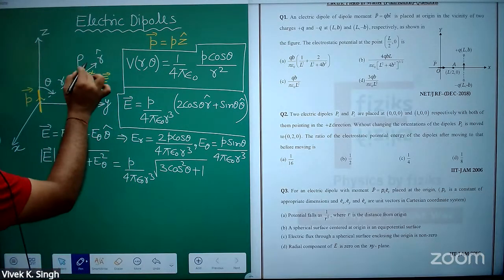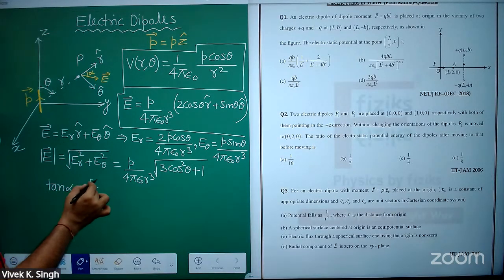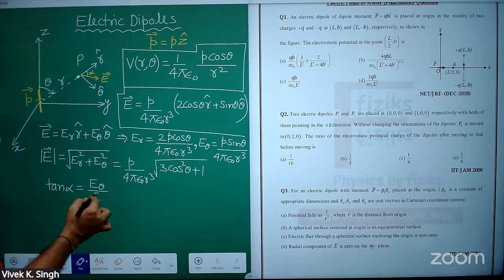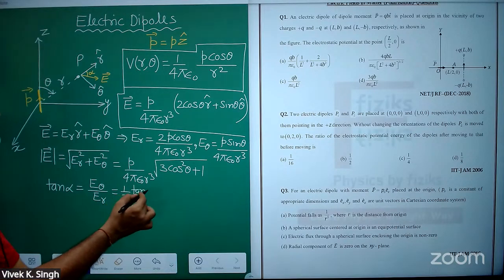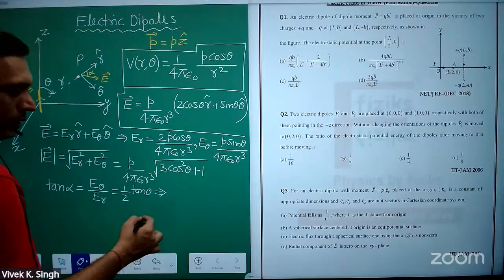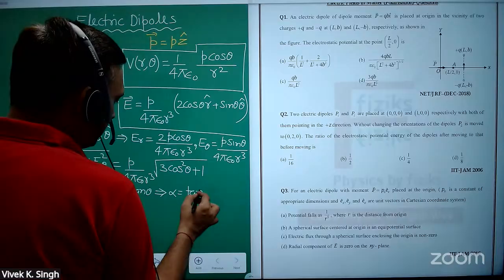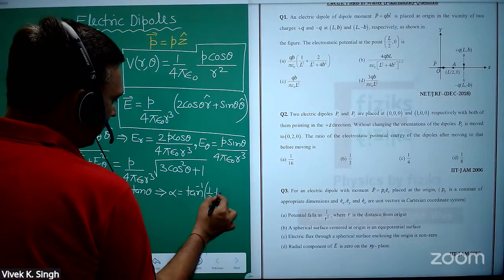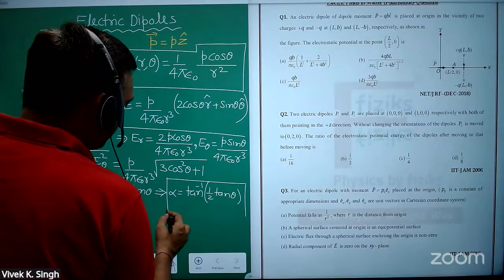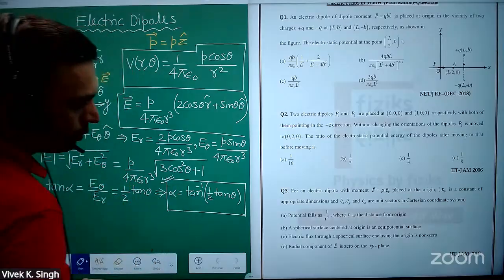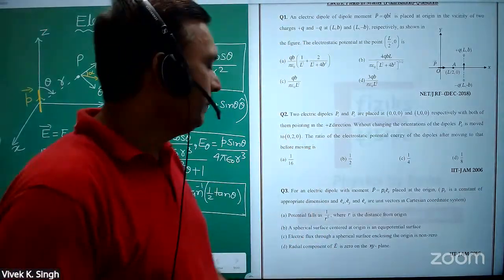And what will be the direction with respect to r cap? So direction is given by tan alpha, and this is E theta by E_r. So if you divide it, that is half tan theta. So alpha is given by tan inverse of half tan theta. This is the direction with respect to r cap. So you have to remember this formula in spherical symmetry.